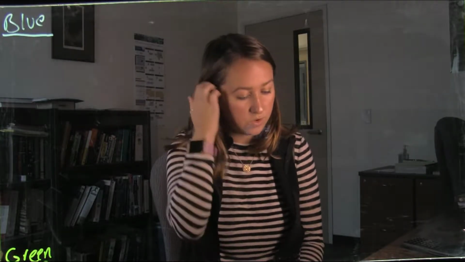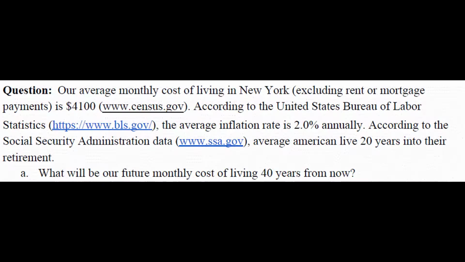I'm a Math 95 student at MiraCosta College, and today I'm going to be doing a retirement problem. So the first step, the problem is our average monthly cost of living in New York, excluding rent or mortgage payments, is $4,100. According to the U.S. Bureau of Labor Statistics, the average inflation rate is 2.0% annually. According to the Social Security Administration, the average American will live 20 years into their retirement.